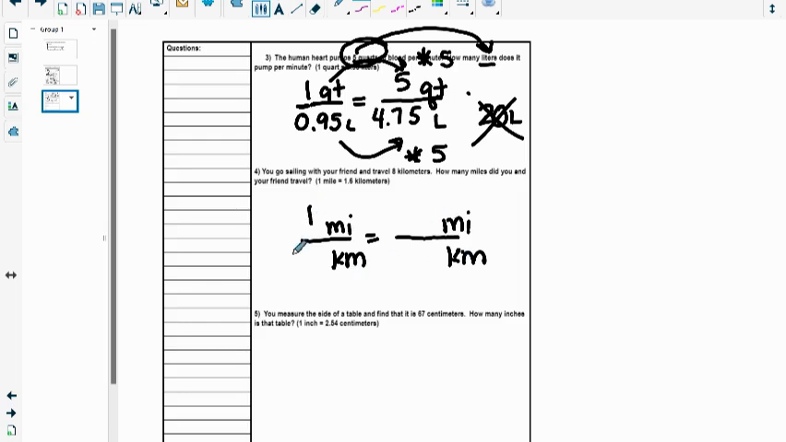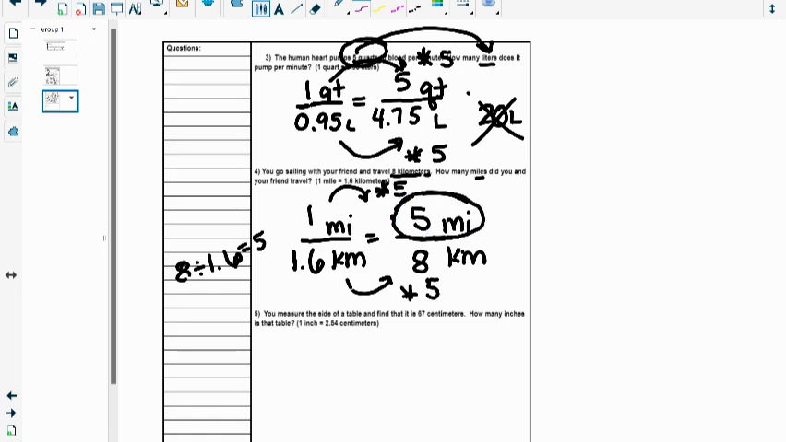Start with our fact. 1 mile is 1.6 kilometers. We are traveling 8 kilometers, and we're converting that to miles. Here's one of those where I don't know 1.6 times what is 8. Okay, that's not a mental math fact for me. So I'm going to use those fact families and do 8 divided by 1.6 in my calculator because that's going to tell me what that missing number is. Ooh, that worked out nicely. It's a 5. Then I do the same thing on top. I'm doing times 5. 1 times 5 is 5, so 5 miles.